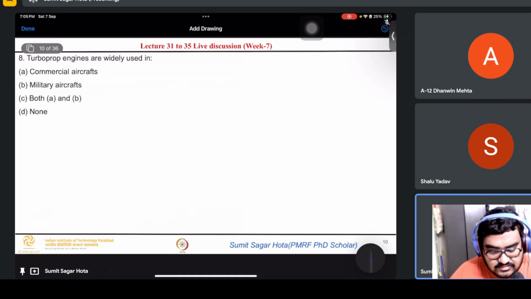And commercial here does not mean only for people. Commercial also means it's for cargo, whatever type of aircraft is used. So in military as well as in commercial purposes, we are using the turboprop engines.